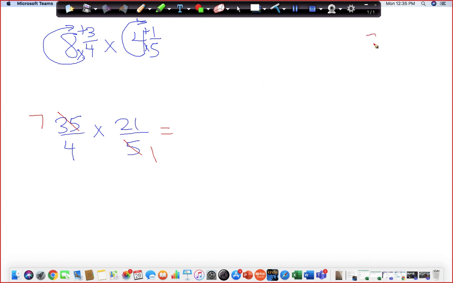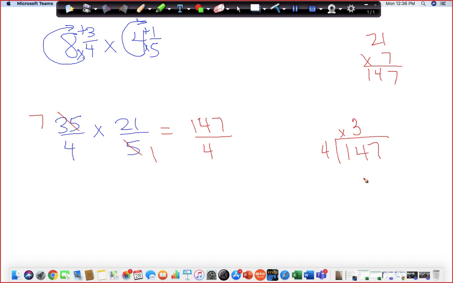We can't cross cancel this way, so we would just multiply straight across. 7 times 21. 1 times 7 is 7. 2 times 7 is 14. So 147, and 4 times 1 is 4. We do have a bigger number on top, so we will put the top number in the house and divide. 4 cannot go into 1, but it goes into 14 3 times. 3 times 4 is 12. Subtract. 4 minus 2 is 2. 1 minus 1 is 0.